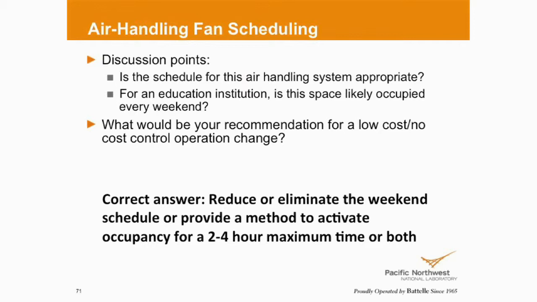So we're basically saying a good answer would be to eliminate or reduce the weekend schedule. Maybe we can run it for 6 hours a day just to keep the temperatures from getting too far away from what they want. Or provide a method to activate occupancy for 2 to 4 hours. Maybe they just need some button where we're always unoccupied, but we let the temperatures only float up to 78 or down to 68, some reasonable value. And then the admin or whoever is responsible for setting up the space can come in and activate some override button. That's low cost. It's not no cost, but compared to the way we're currently operating, it's going to pay for itself in short order.